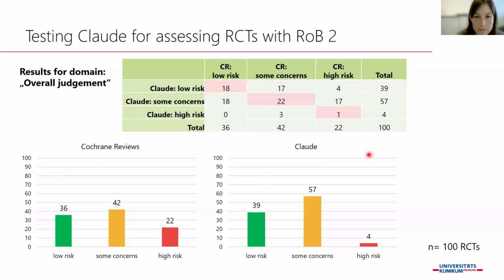But which is at this point maybe more interesting is having a look at the confusion matrix here. So you see here judgments of Claude, here the judgments of the Cochrane reviewers, and in the red marked fields you have those decisions where there was an agreement. So, for example, low risk judged by the Cochrane review authors and low risk judged by Claude: 18.